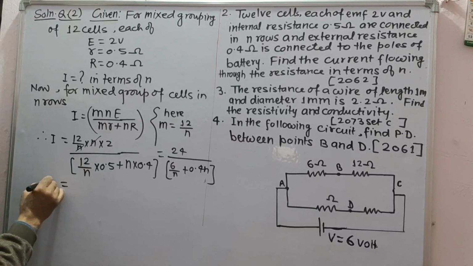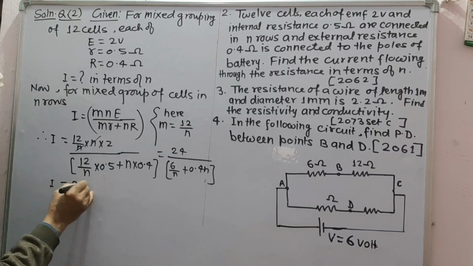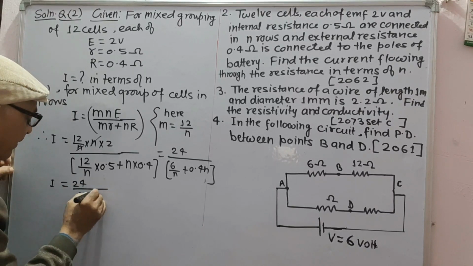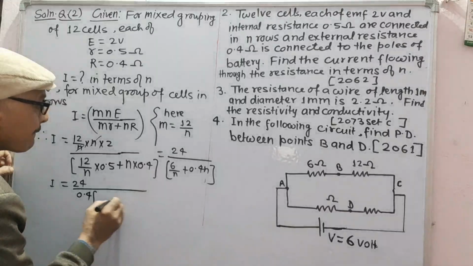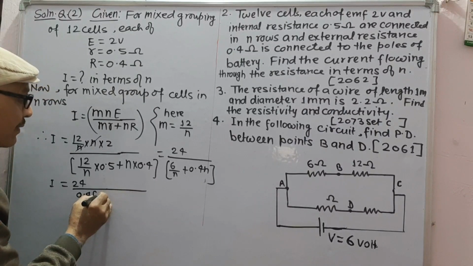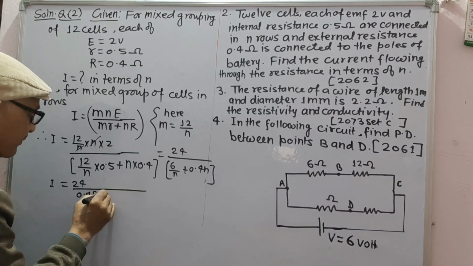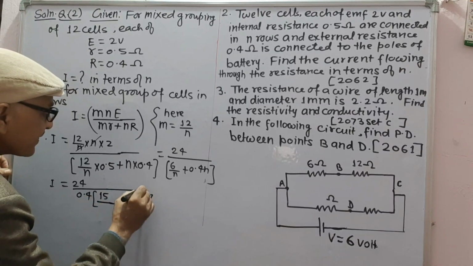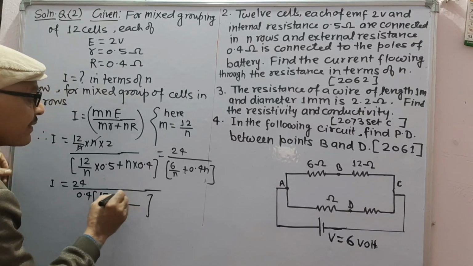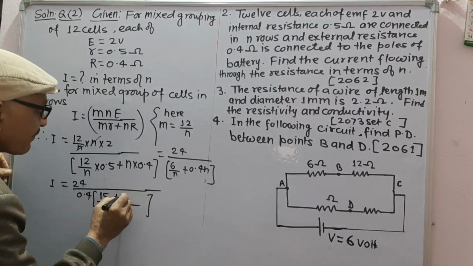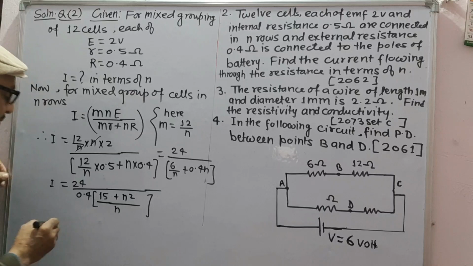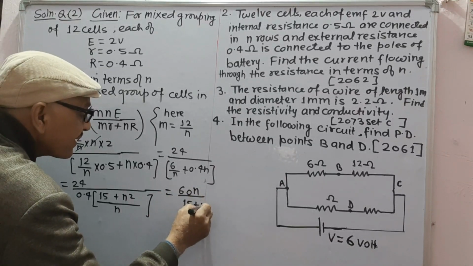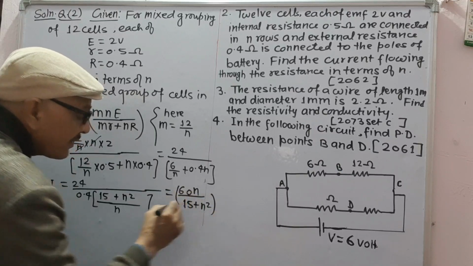This gives I is equal to 24 divided by 0.4 taken common. Here we get 15 upon n, taking LCM, plus n square. This gives 60n upon 15 plus n square.